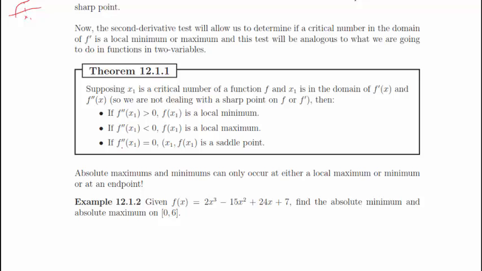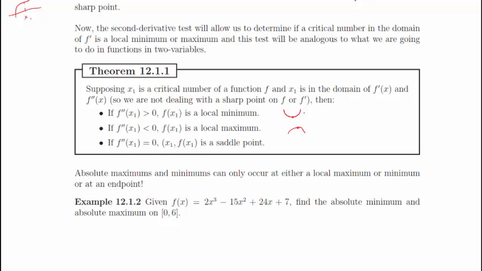If f double prime is undefined, then these items that we have here wouldn't apply. So if f double prime of x1 is greater than 0, then f of x1 is a local minimum. And that's saying that we're concave up, right? If the second derivative is greater than 0, at this point we must be concave up around this point. If the second derivative is less than 0, we are concave down, and so we have a local maximum.